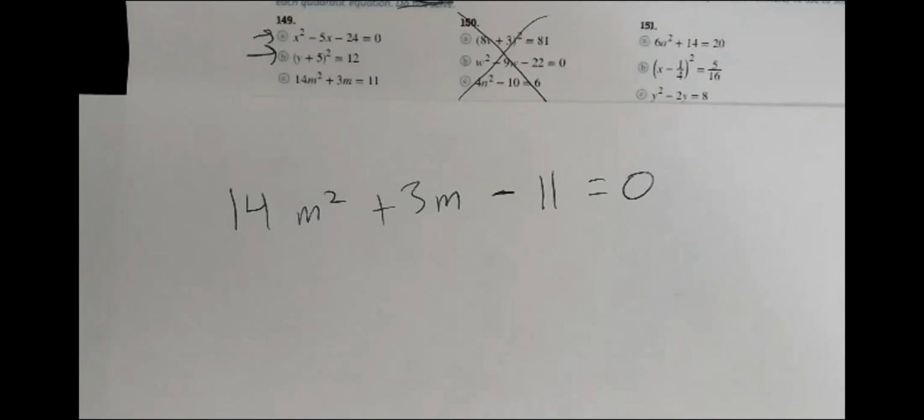And so the first thing we want to do is see if there's any way in our little pocketbook of factoring that we got a rule for factoring this thing. So 14 times 11 is what? 154.